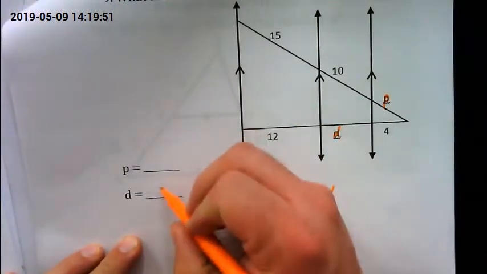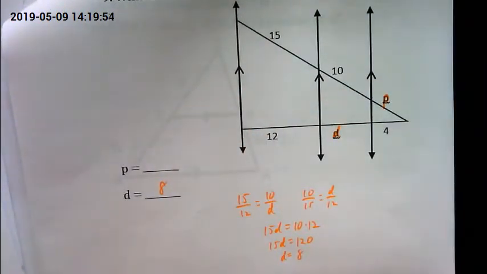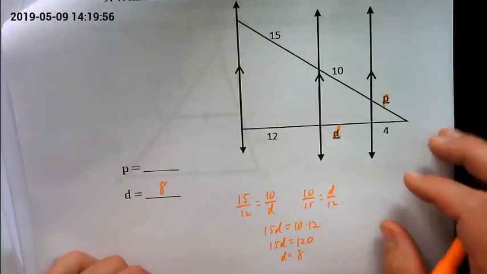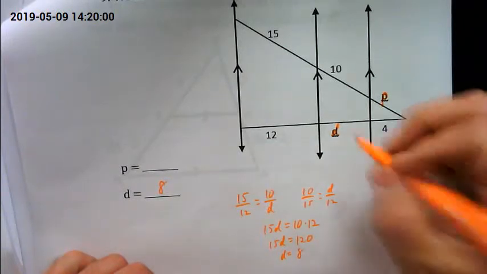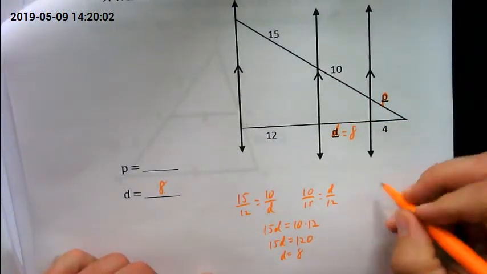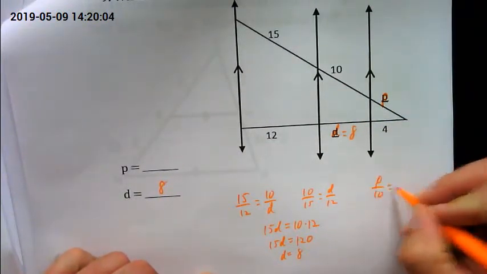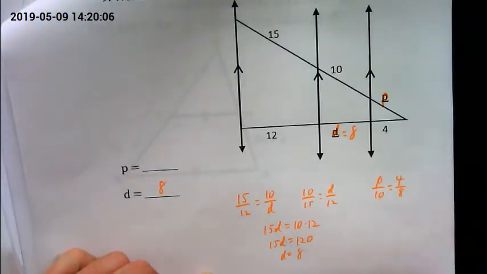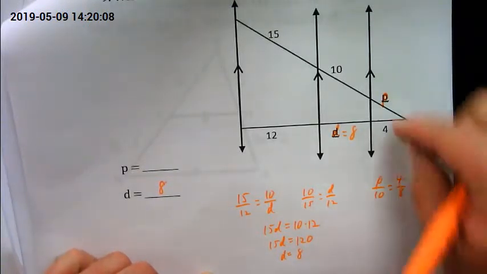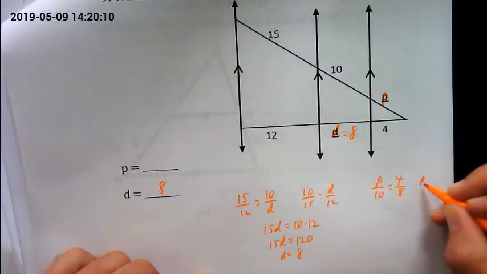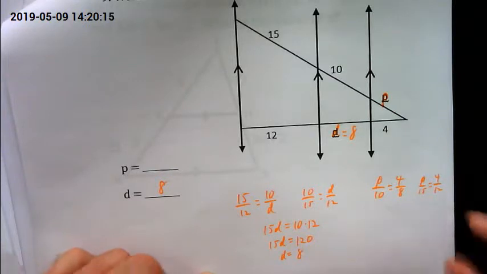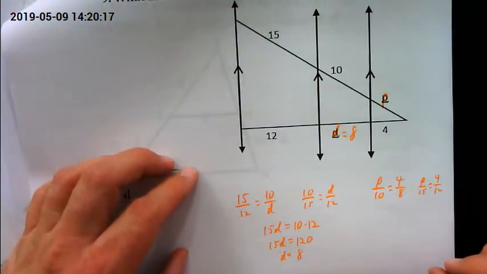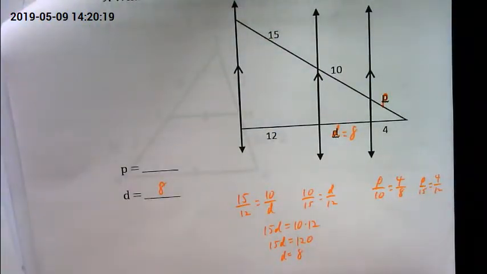But that's D. Now, there's lots of ways to set up the next proportion. We also had to solve for P. We could use the 8 that we just had here. So now we know this is 8. And we could do P over 10 equals 4 over 8. That would work. Or we could do P over 15 equals 4 over 12. That would also work. So using those two sections, there's like 8 different proportions we could set up here and still get a correct answer.